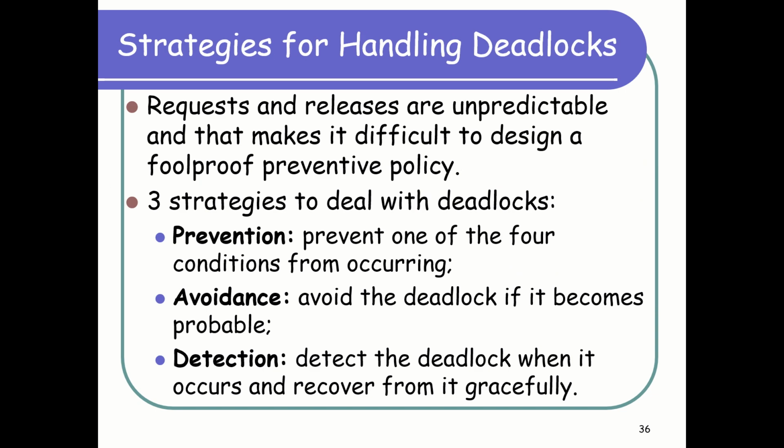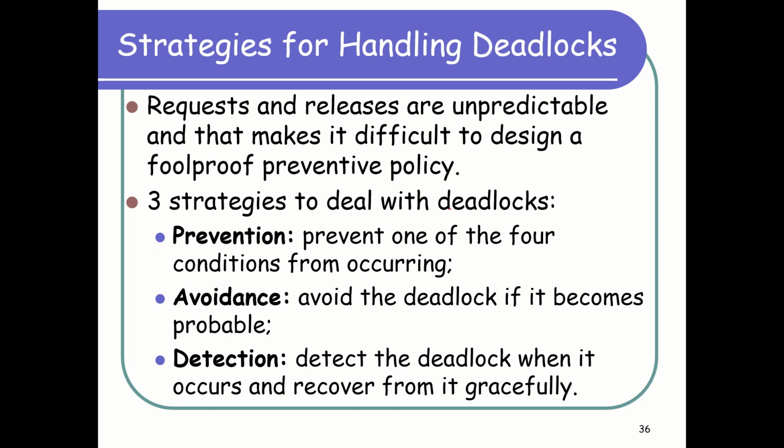So, strategies for handling deadlocks. Request and release are unpredictable and that makes it difficult to design a foolproof preventive policy. In the dynamic case, it's really unpredictable. You cannot really predict what future processes will want to access which files. Every day a different task, a different process, accesses different files. Unless you gather data for one year, it's really difficult to predict what they want to access in future.